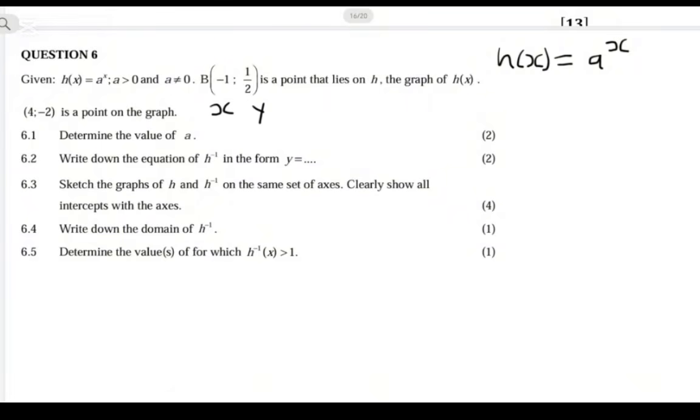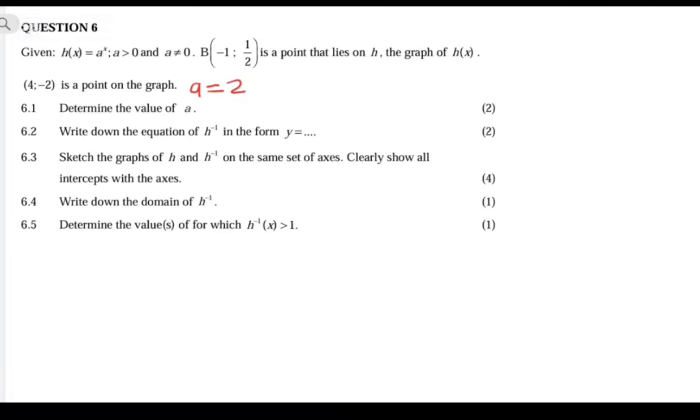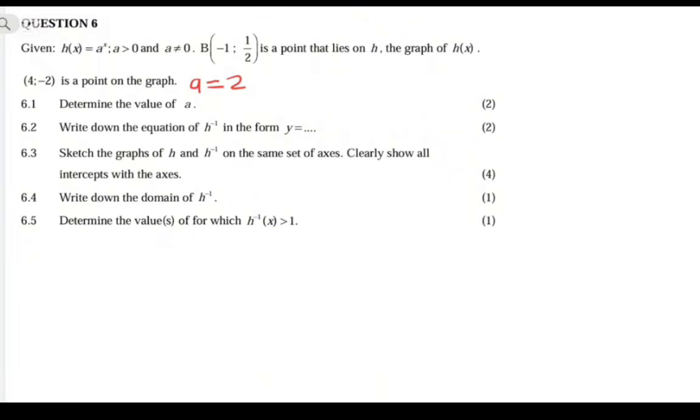Whenever there is y, we're going to put 1 over 2. So we're going to put 1 over 2 there, and then here we're going to have a to the power negative 1. To remove that negative 1, there are a lot of ways to do it, but the fastest way, you can just raise both sides to the power of negative 1, and then a on this other side is going to be equal to 2. So therefore, the first question, the value of a is going to be equal to 2.